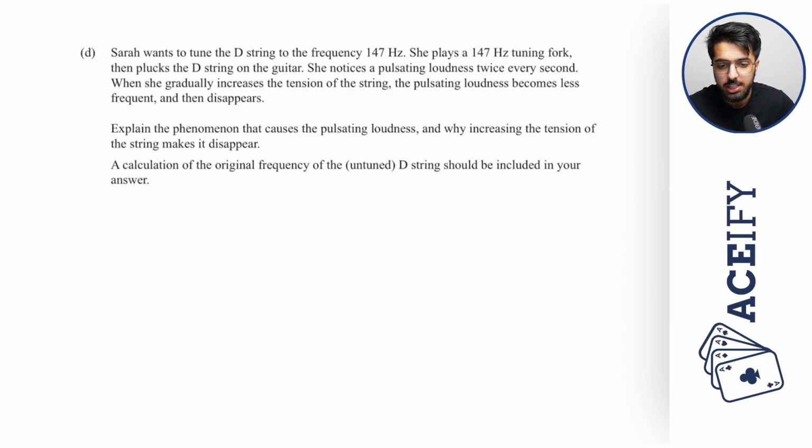Sarah wants to tune the D string to the frequency 147 Hz. She plays a 147 Hz tuning fork, then plucks the D string on the guitar. She notices a pulsating loudness twice every second. She gradually increases the tension of the string, then the pulsating loudness becomes less frequent and then disappears. Explain the phenomenon that causes the pulsating in loudness and why increasing the tension in the string makes it disappear. A calculation of the original frequency of the untuned D string should be included in your answer.